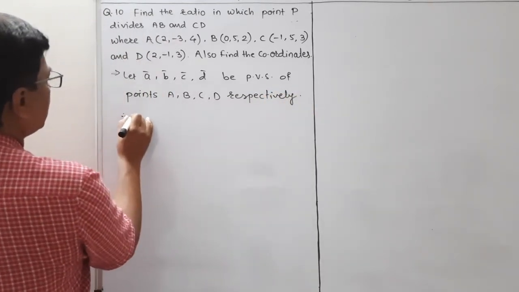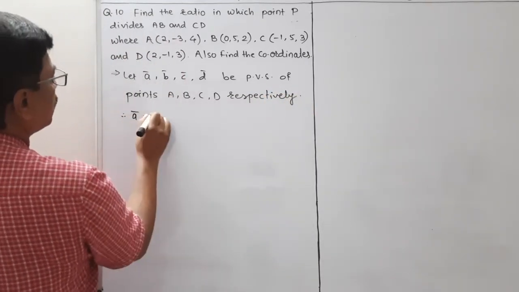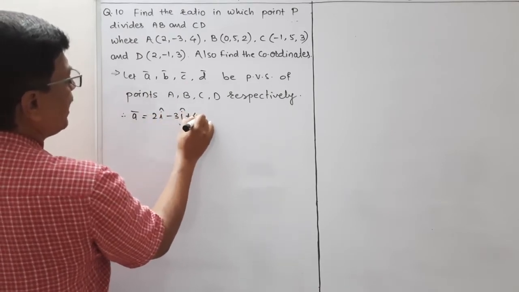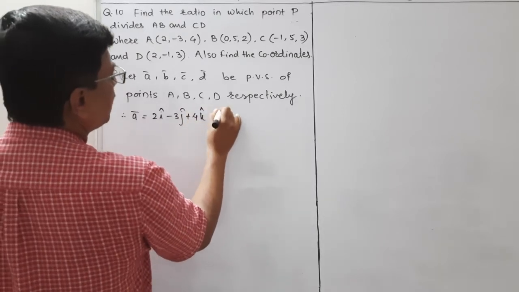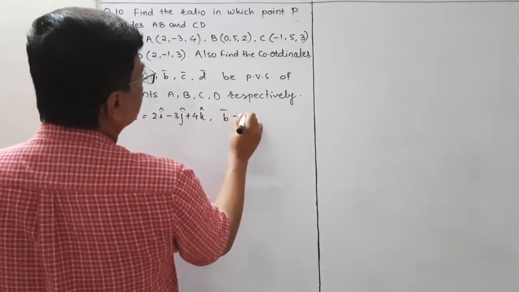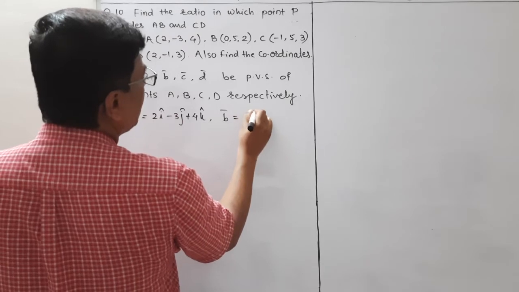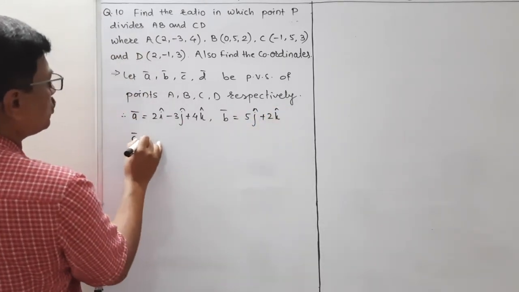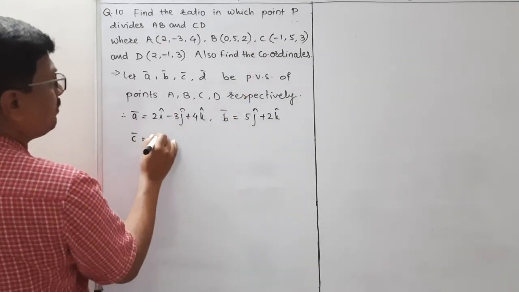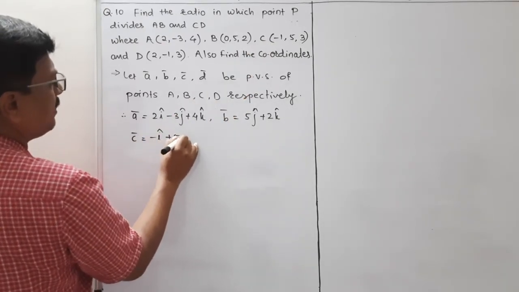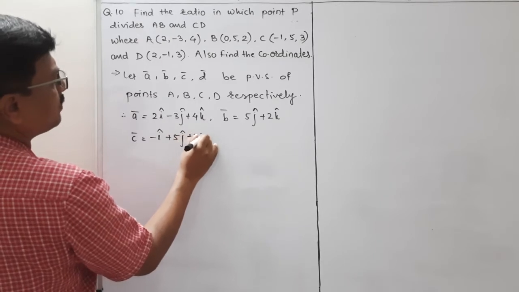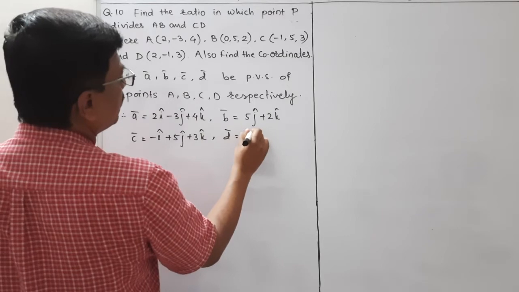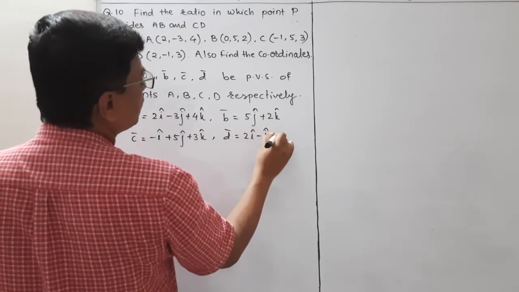Therefore, we have position vector of A is 2i cap minus 3j cap plus 4k cap. B vector has its position vector 5j cap plus 2k cap. C vector is equal to minus i cap plus 5j cap plus 3k cap, and D vector is equal to 2i cap minus j cap plus 3k cap.